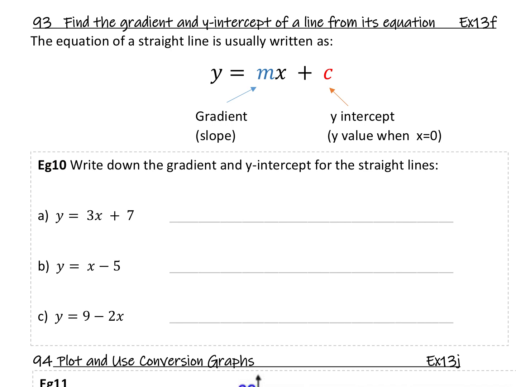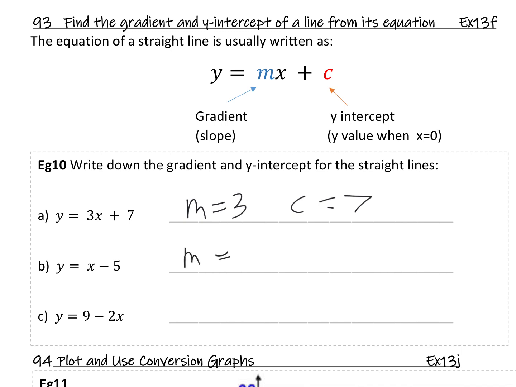Example 10. Write down the gradient and y-intercept for these straight lines. So in part A, the gradient is the number in front of the x, which will be 3, and whatever you add or subtract onto the number of x's is your c. In this case, that is 7.